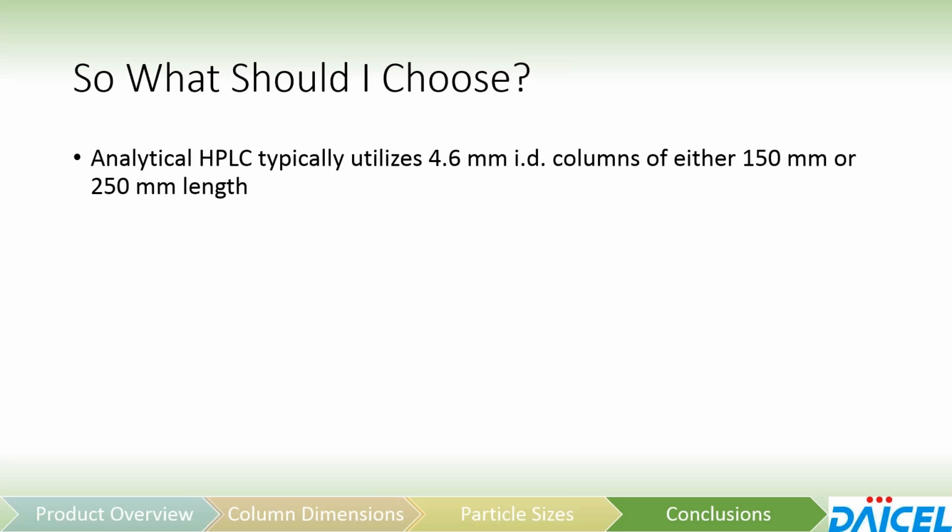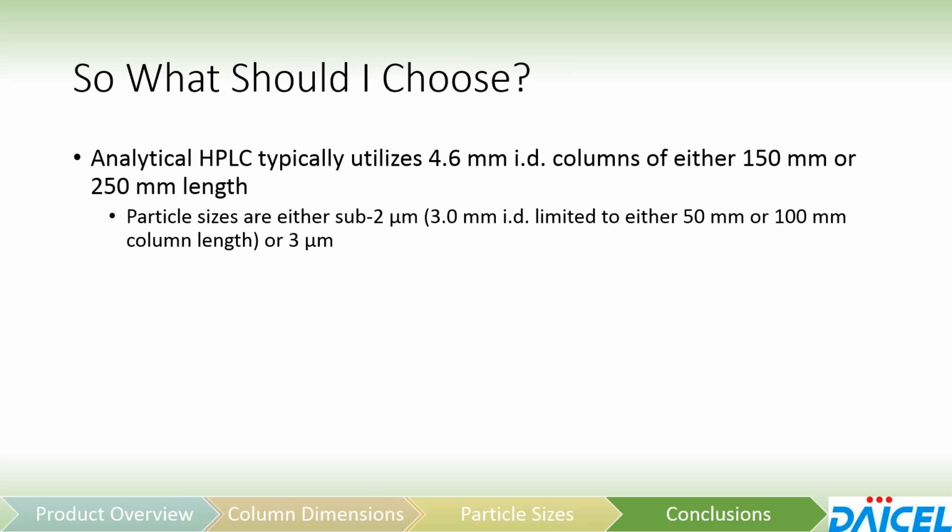But for your given separation, you might find that you can get away with a shorter length, or a smaller ID or a smaller particle size. It really depends on your separation. But in practice, what we recommend for analytical HPLC, typically we're going to be utilizing a 4.6 millimeter ID column of either 150 or 250 millimeter length.